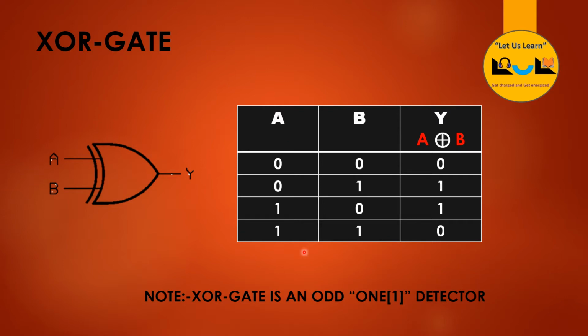The XOR gate is an odd one detector. If two inputs are there, and any one of the input values is 1, then the output will be 1. For example, A is 0 and B is 1, so we get the output as 1. Similarly, A is 1 and B is 0. In these two input combinations, only one 1 is present, that is, an odd one is present in the input, so we get the output as 1. Rest all the values are 0. So the XOR gate is called an odd one detector. This shows the symbol of the XOR gate with two inputs.